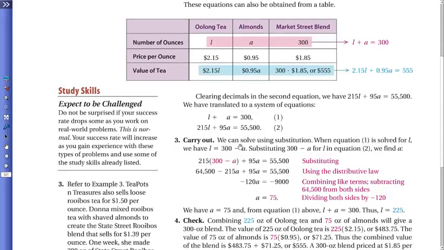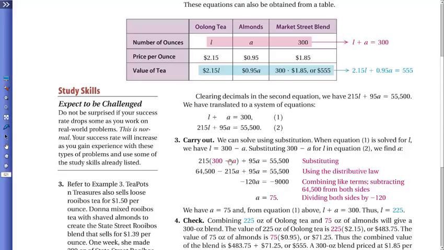But so they decide to solve for L. Remember that with this substitution, what I'm doing is creating an equation with one variable, and once I have that, then I can solve for that variable and I can get a number in there. So they put in 300 minus A for L. They just replaced that with this expression, because when I solve this equation for L, I get L equals 300 minus A.